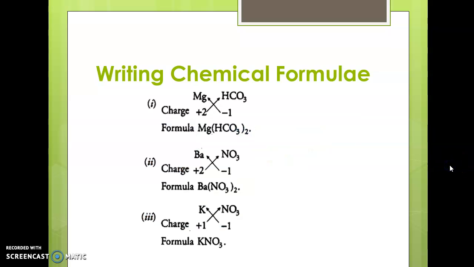A few examples like magnesium hydrogen carbonate, barium nitrate and potassium nitrate are given. If they have the same number as valency, if you just refer to potassium nitrate, the third example, KNO3, that is plus 1 and minus 1. If it is the same number, you can just cancel it. So you can simply write it as KNO3.